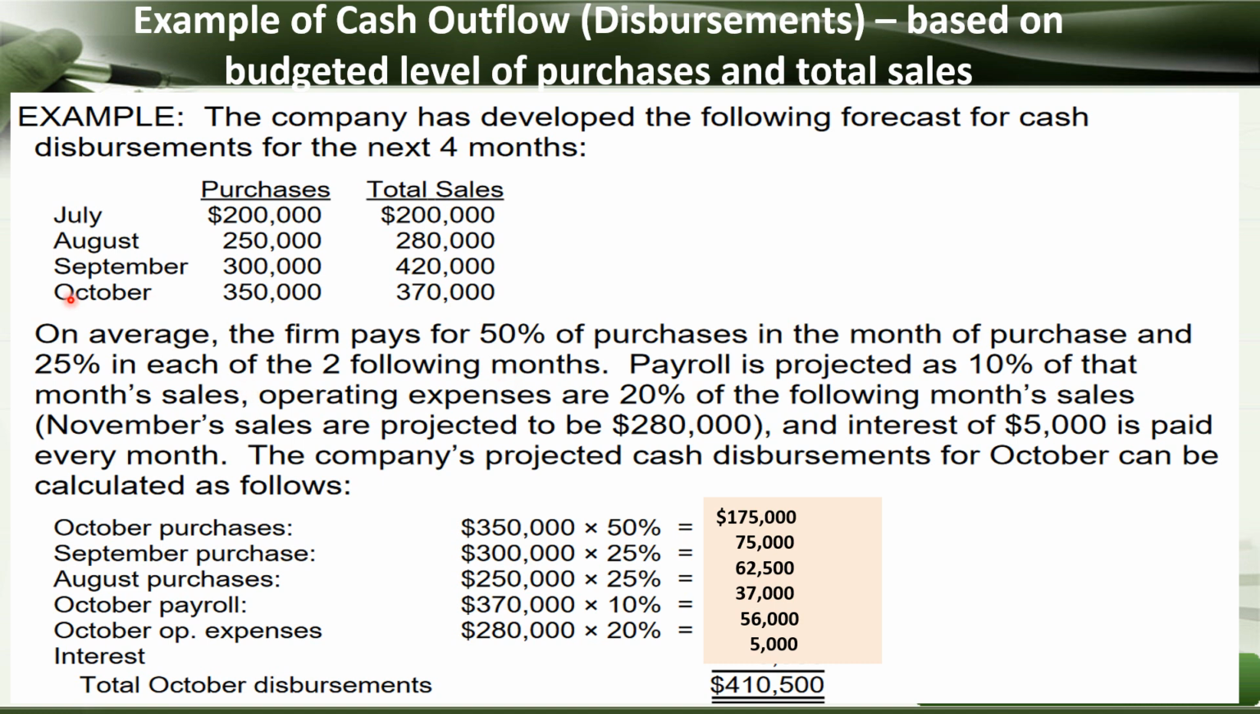That means in October we have to take 50% of that month's purchases, and 25% of September and 25% of August will be involved here. So these are the cash disbursements. And then we take the 10% of the month's sales, which is for payroll projected for October. So that is 37,000. And then November's sales is given because we need to calculate 20% of the following month's sales for the operating expenses spent in October. So 20% of that will be calculated, and then interest payment is about 5,000. So that total is 410,500.